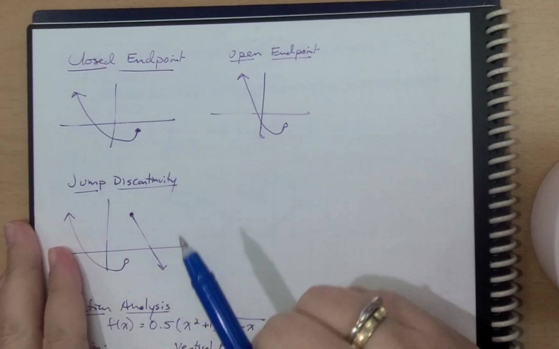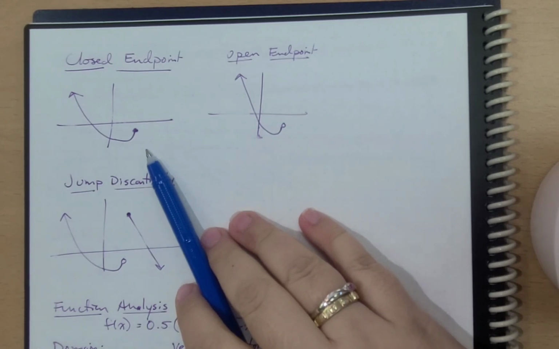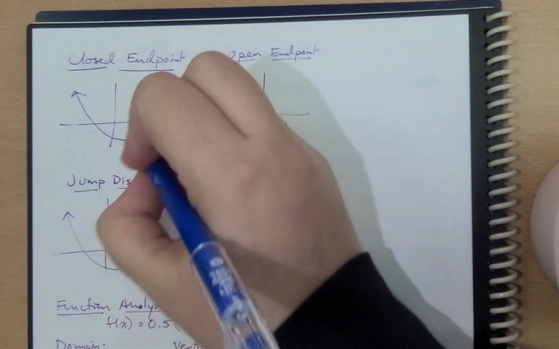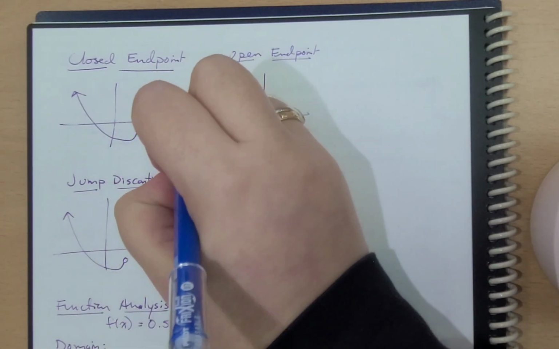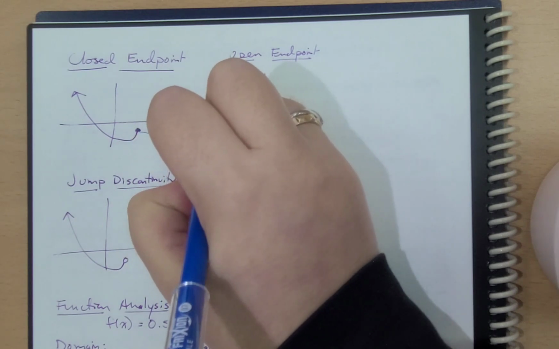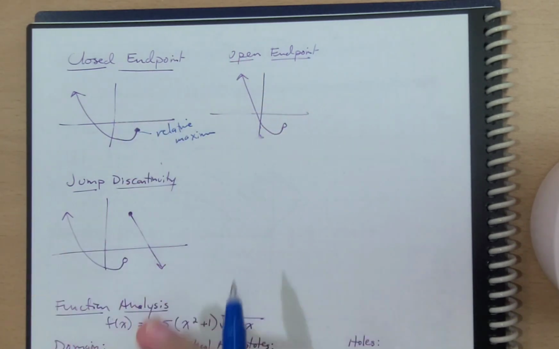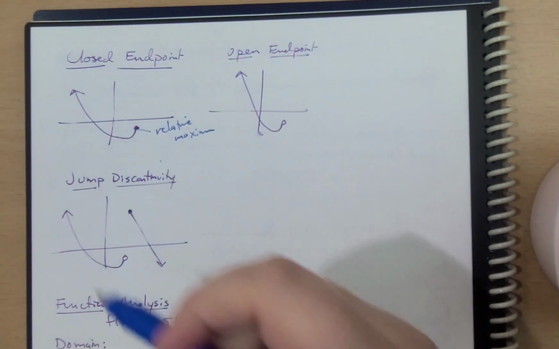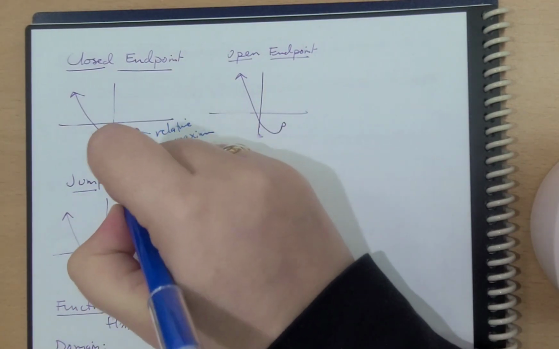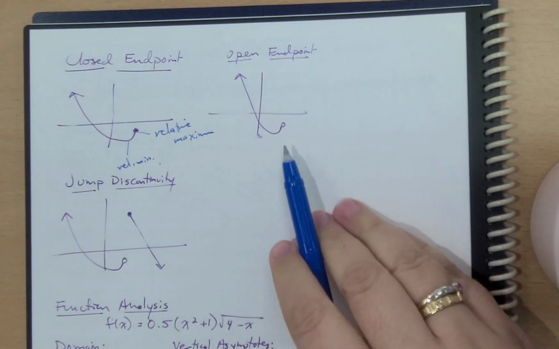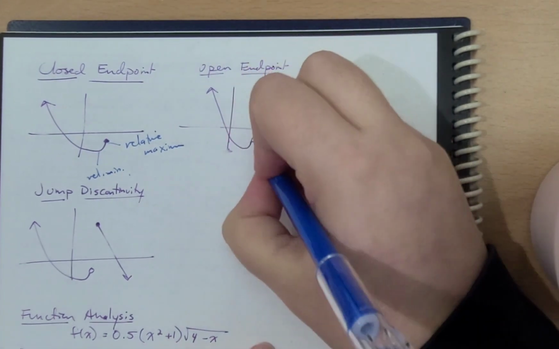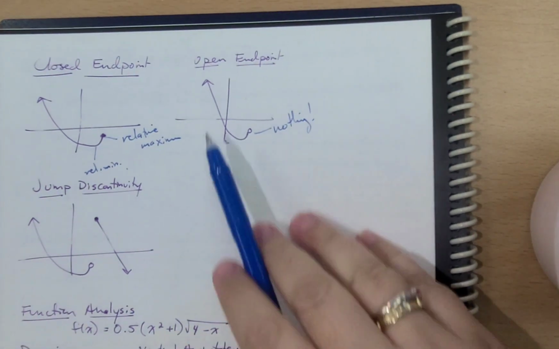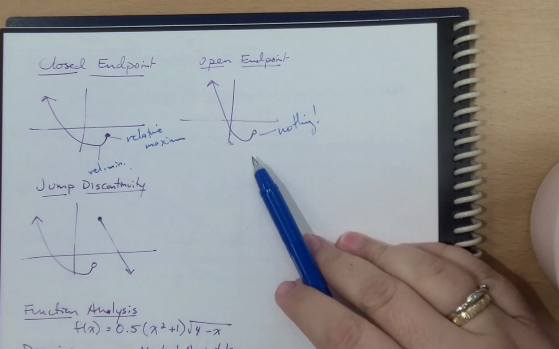So we've got different situations that we might encounter. If we have a closed endpoint, like in this type of graph, this closed endpoint is going to be a relative maximum. So the closed endpoint would be a relative maximum or minimum because it's the highest or lowest thing surrounding everything. Right here, we would have a relative minimum. But if we have an open endpoint, this is actually just nothing. It's not a relative maximum or a relative minimum. It could be a limit, like we talked about before, but it's nothing here.